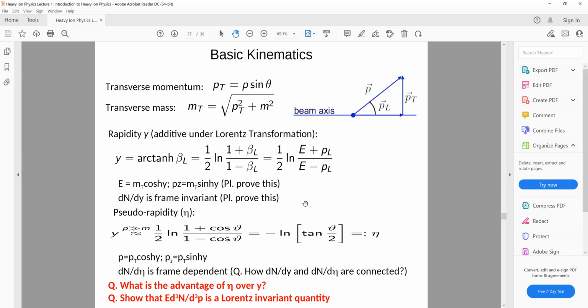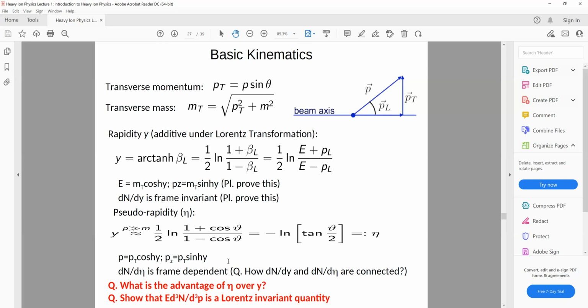Pseudo rapidity is defined as eta, and you write it as 1/2 ln (P plus PL) by (P minus PL). You replace E by P. So you can write it as half ln (1 plus PL by P) divided by (1 minus PL by P). But what is PL by P? PL by P is nothing but cos theta. So you can come up with half ln (1 plus cos theta) by (1 minus cos theta).